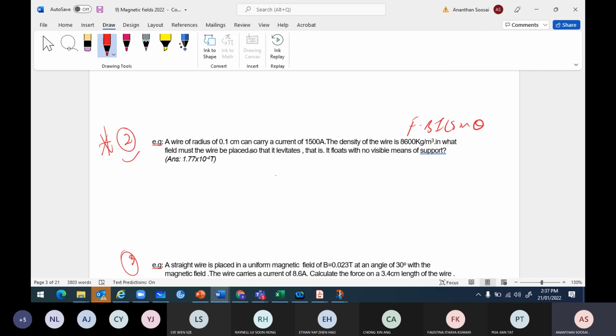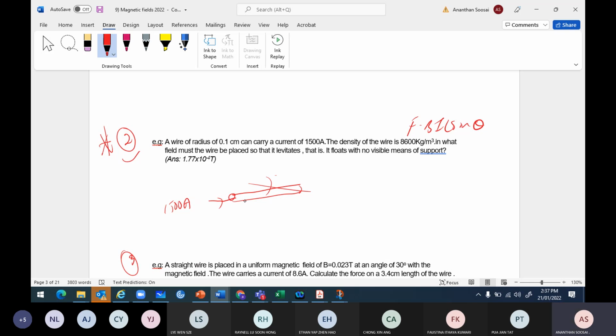A wire of radius 0.1 cm can carry a current of 1500 ampere. The density of the wire is 8600 kg per meter cube. In what field must the wire be placed so that it levitates? That is, it floats with no visible means of support. That means you have a wire carrying a very huge current, 1500 ampere. It is placed in a magnetic field, I don't know which direction, such that it levitates.